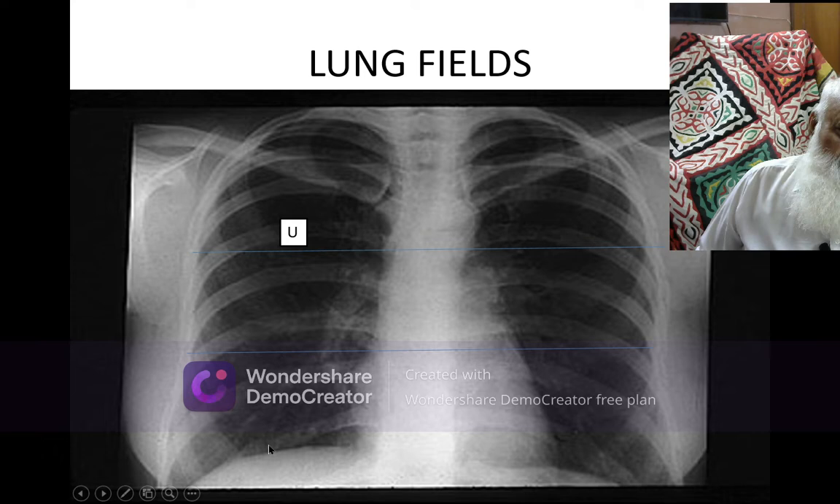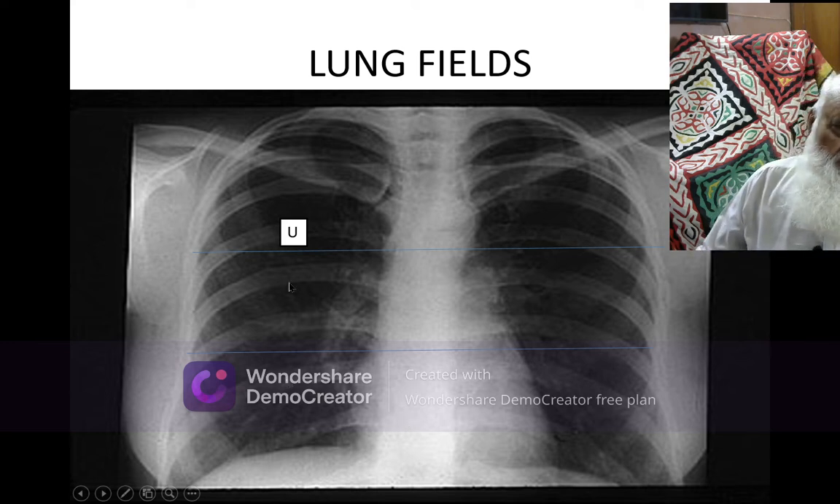The right lung is divided into right upper zone or field, right middle zone and right lower zone, and similarly left upper, left middle and left lower. So right upper, right middle, right lower, left upper, left middle and left lower. There are 3 zones on this side and 3 on this side, with only the mediastinum inside, between them, the middle mediastinum.